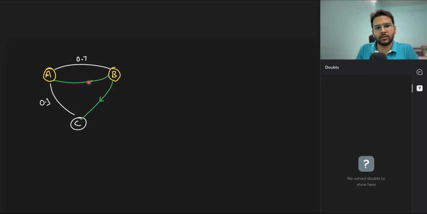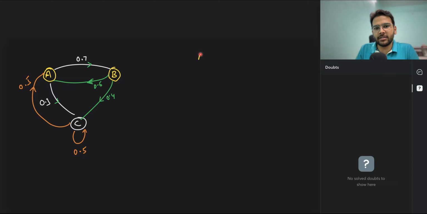Let's say here it is maybe 0.6, 0.4. Okay, and let's say from C, maybe this is 0.5, and let's say to A it is 0.5. Okay, now these transition probabilities you can also mention in the form of adjacency matrix.